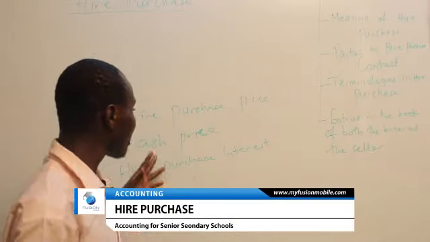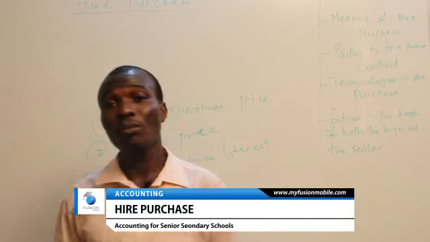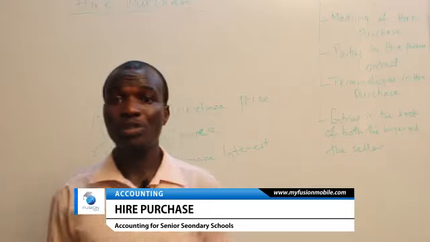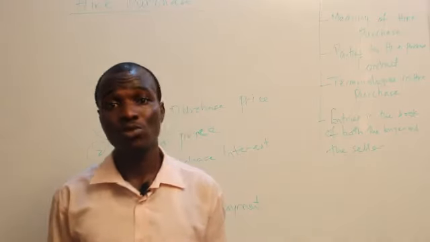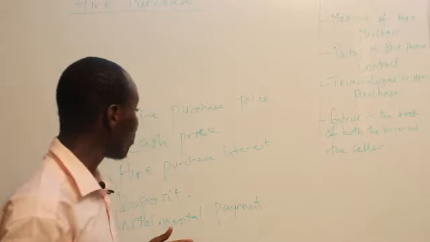Now we also have the cash price. The cash price is the normal selling price of the goods. If the item is not bought on hire purchase, what will happen? We are going to buy it at the cash price, which is the normal selling price of the goods.